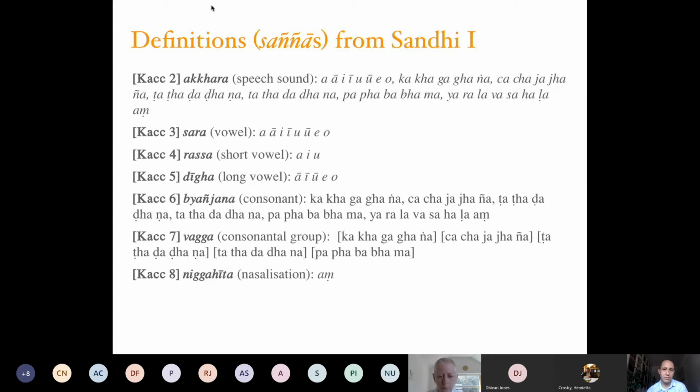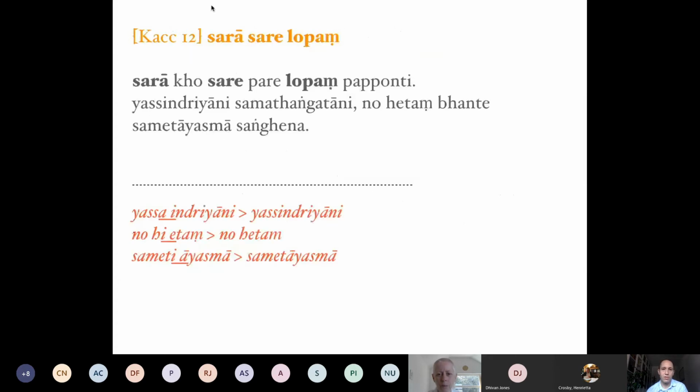These are the definitions that are given in Sandhi 1, and having seen that, we can move directly to Sandhi 2. This is what you have in the handout. You'll see that my translations in the presentation are not exactly the ones that you have in the handout. The handout is a kind of guide so that you can see the whole chapter in one single page. So the chapter starts with a very simple rule that I think we have seen before, so it should not be very difficult. Sara, sare, lopam.